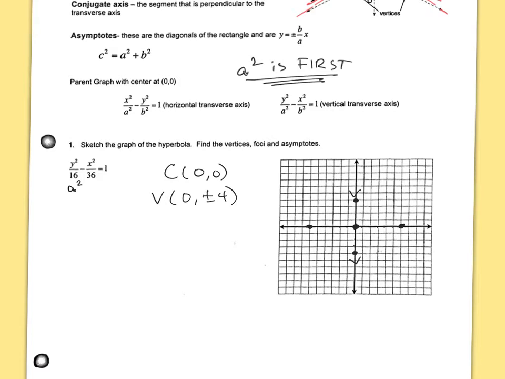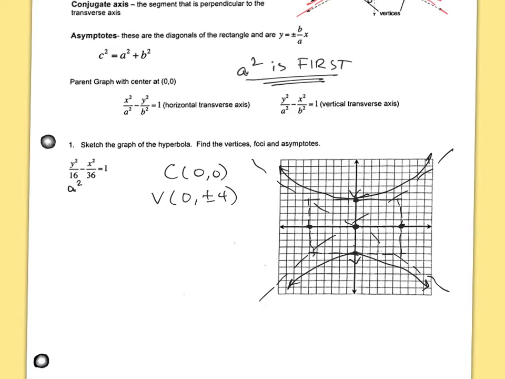Now, instead of drawing that ellipse, now we draw the rectangle. Now, this is sometimes awkward because you don't really know how far to go. Sometimes you go a little too far. Just approximate. Now, the diagonals of this rectangle are the guidelines or the asymptotes to draw the graph. You draw the graph from the vertices or from the first one. So that's how you know if it goes up or down or left and right. The first value tells you that.